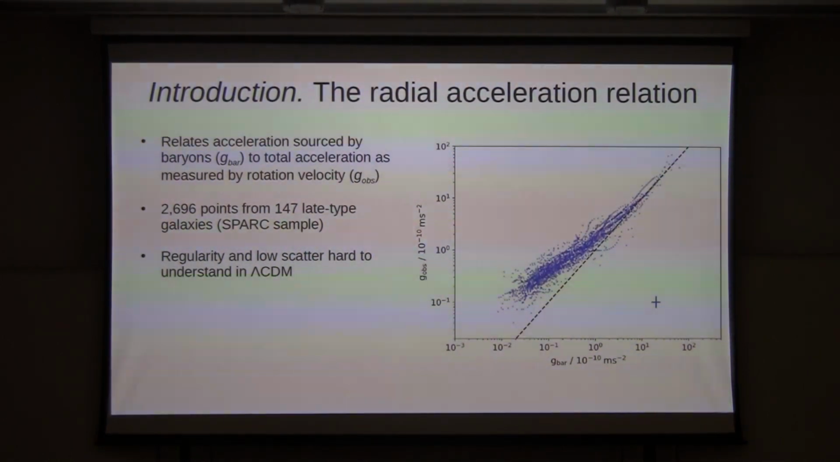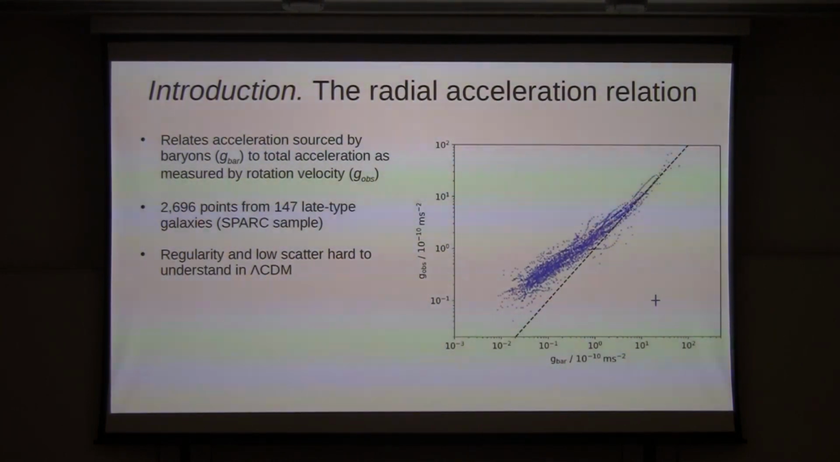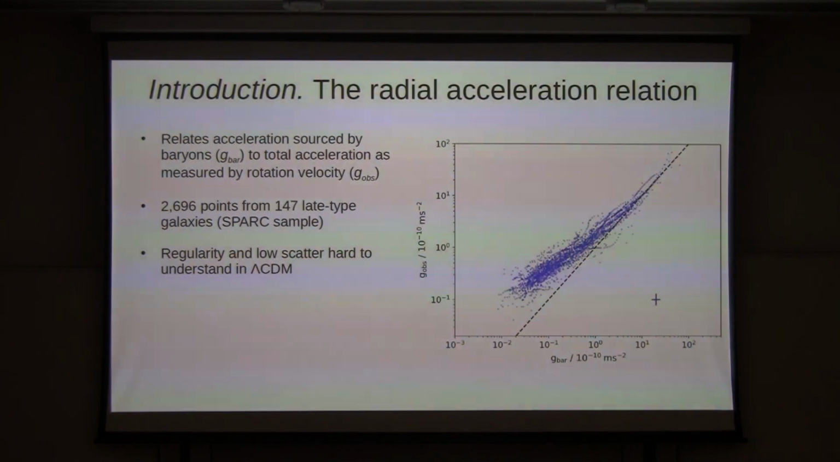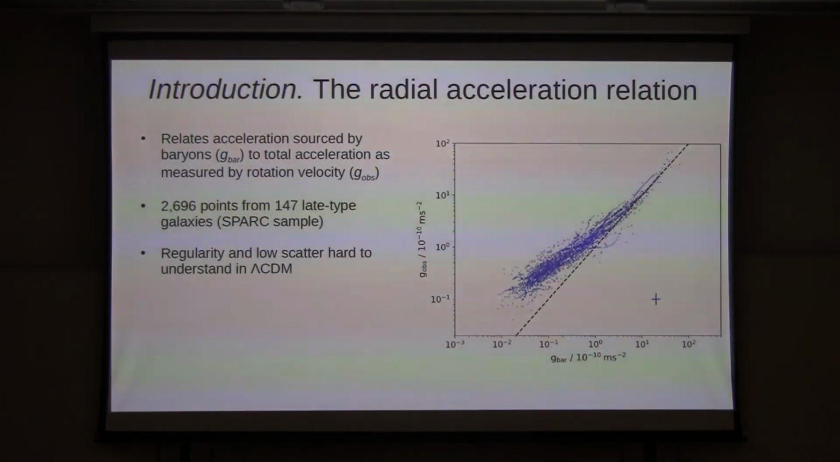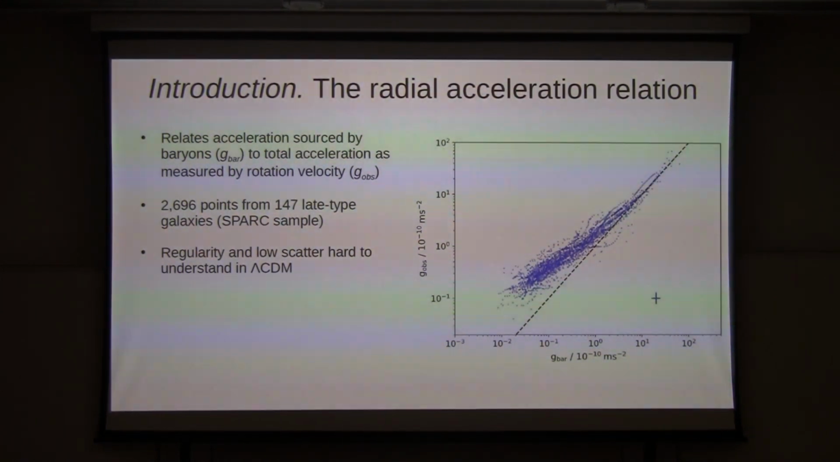I'll use the SPARC dataset that Stacey and Federico compiled. This is a slightly different view than Stacey presented. He showed a kind of binned version. This is literally all the points of roughly 150 galaxies on the plane of gbar, the acceleration sourced by the baryons alone, and gobs, the total dynamical acceleration.